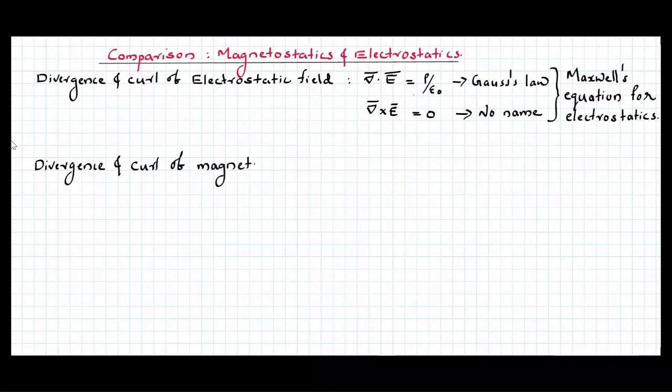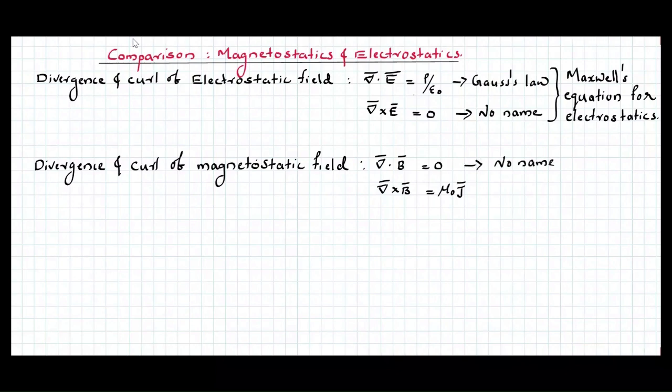In the same way, we can write the divergence and curl of magnetostatic field. First, the divergence of the magnetic field del dot B, which is equal to 0. Then del cross B is equal to mu 0 j.